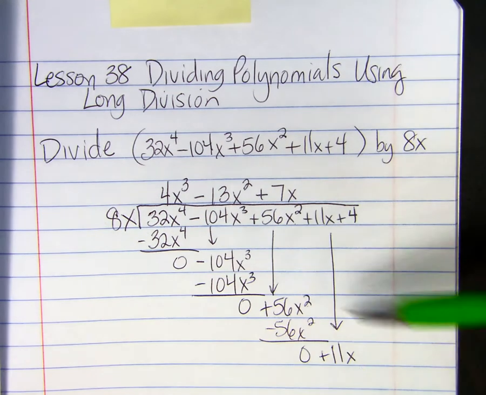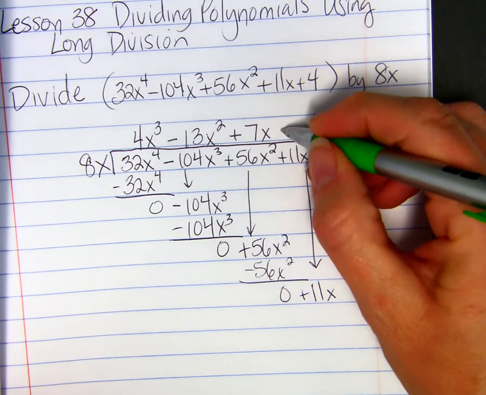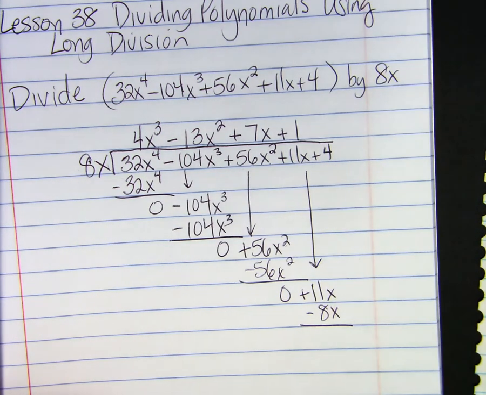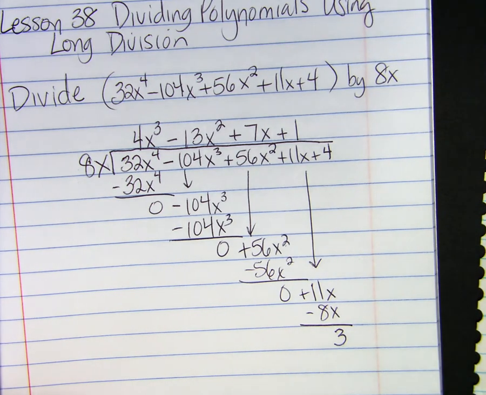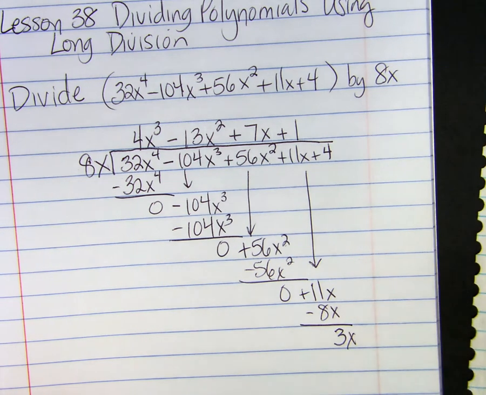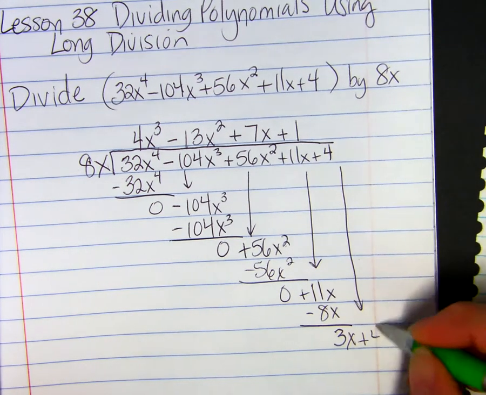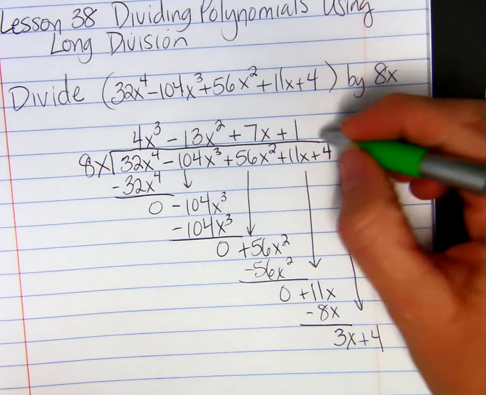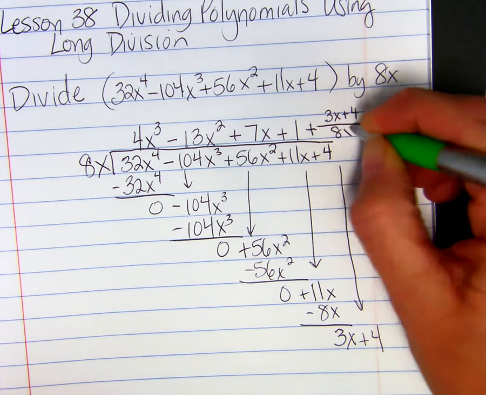Okay, 8x can go into that one time. It's not even, and that's okay. So we do plus 1, multiply, subtract, is 3x. And then we bring down plus 4. This is now our remainder. So we do plus 3x plus 4 divided by 8x. That's our remainder.